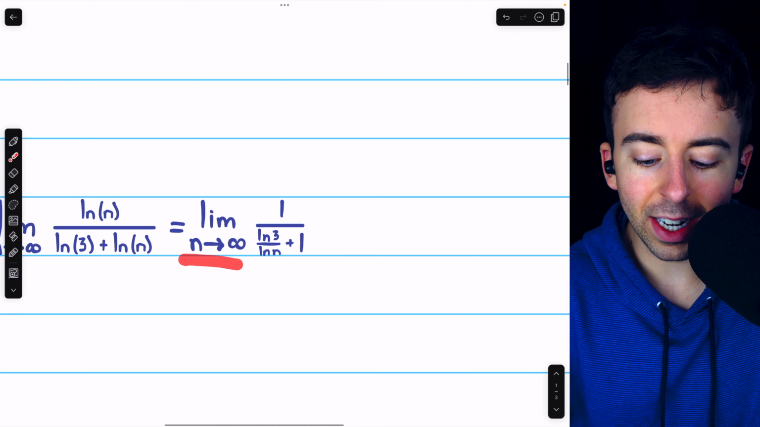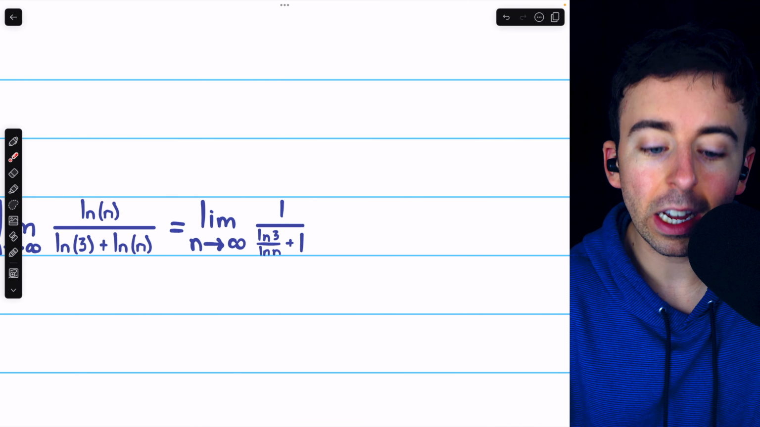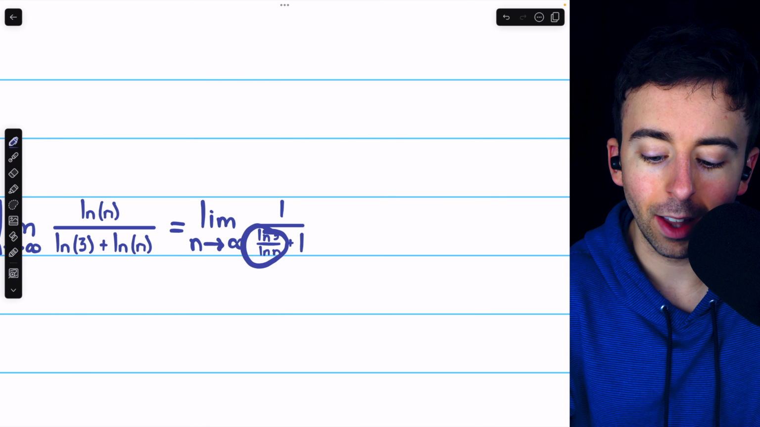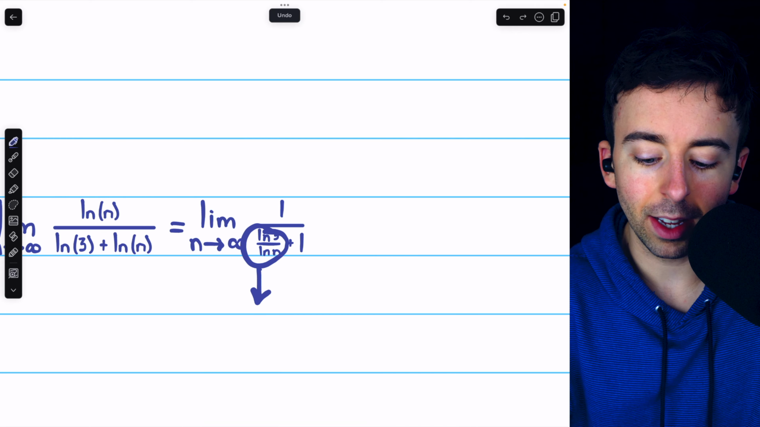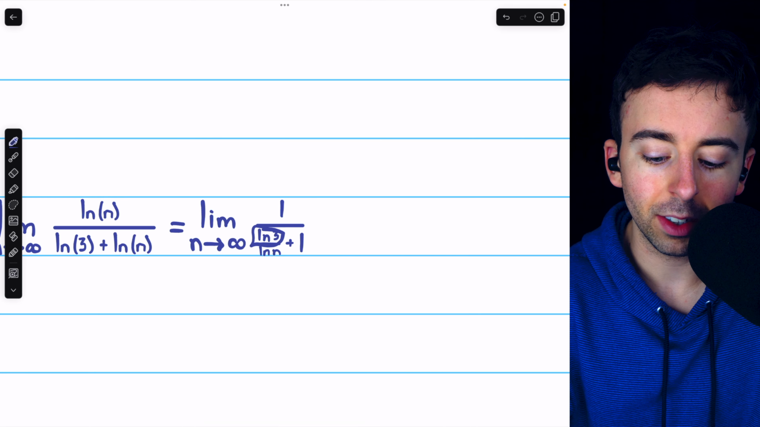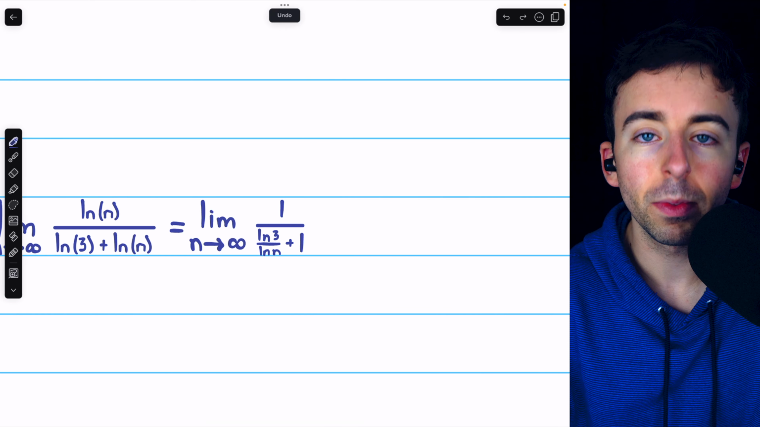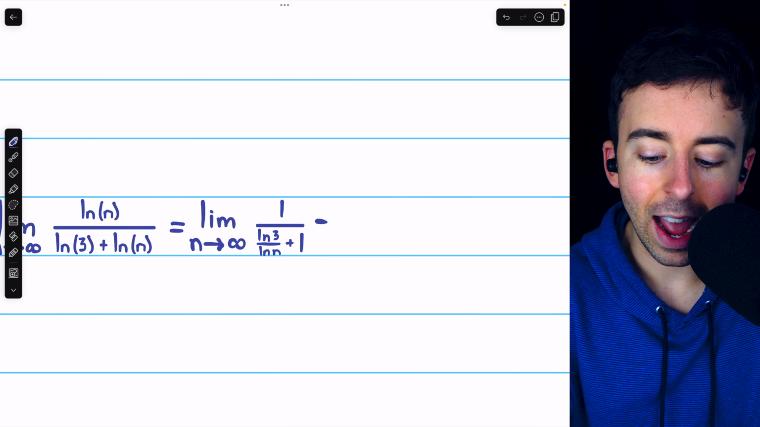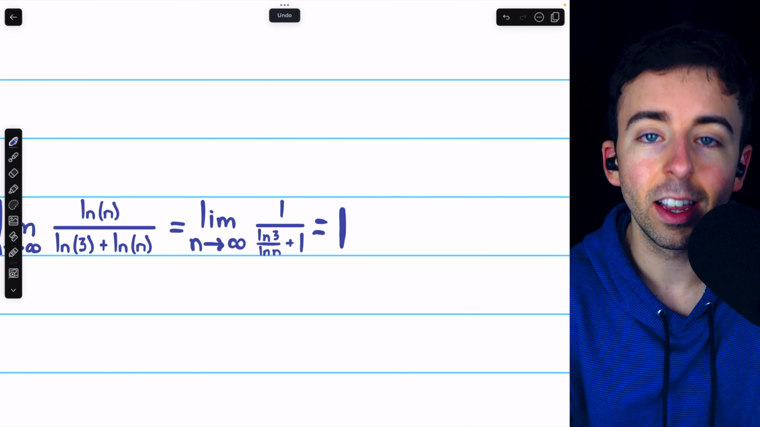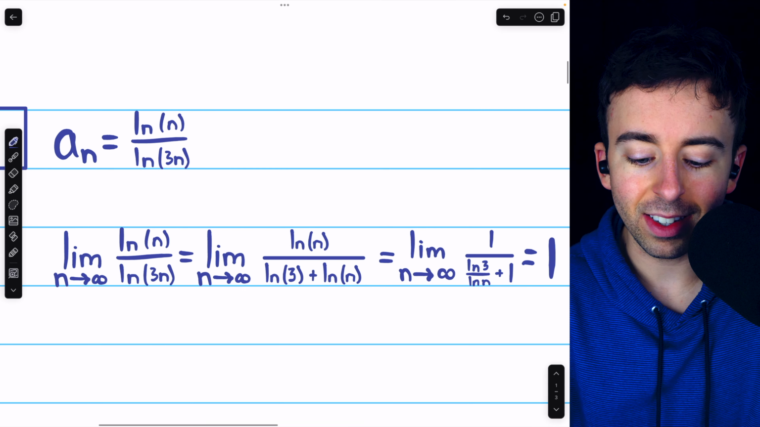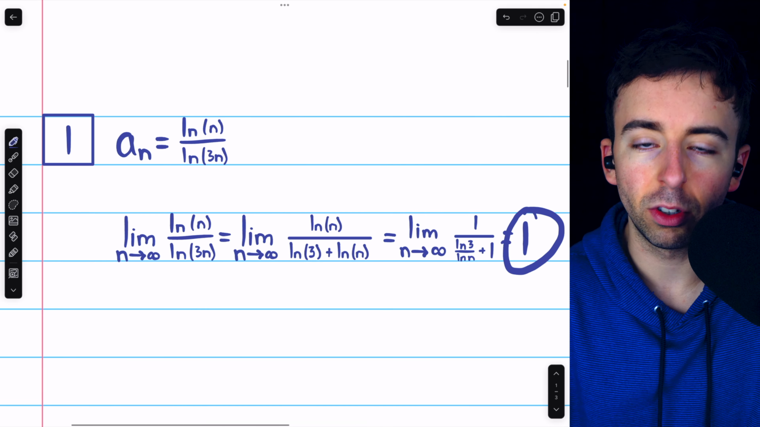Now as n goes to infinity, so too does the natural log of n, so this term, log 3 over log n, is certainly going to 0, because its numerator is a fixed constant, and its denominator is getting arbitrarily large. Hence, the limit is just 1 over 1, which of course is 1. So our sequence does converge, and it converges to 1.